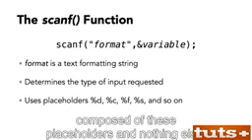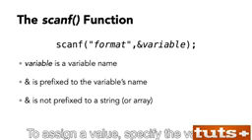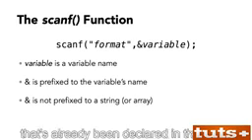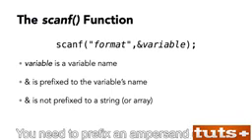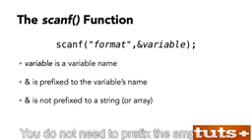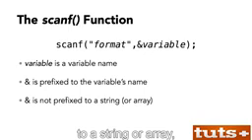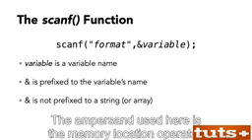To assign a value, specify the variable that's already been declared in the code. The variable type must match the placeholder. You need to prefix an ampersand operator to the variable name, which is something you must remember to do. You do not need to prefix the ampersand to a string or array, which is something you'll forget to do. The ampersand used here is the memory location operator, which is covered in a later movie.